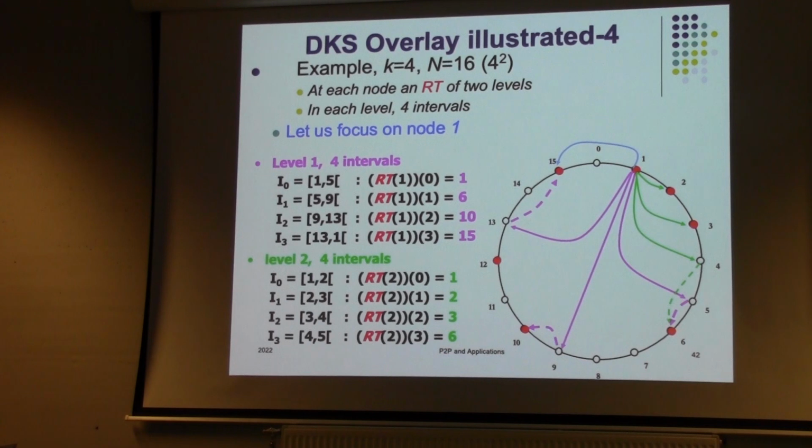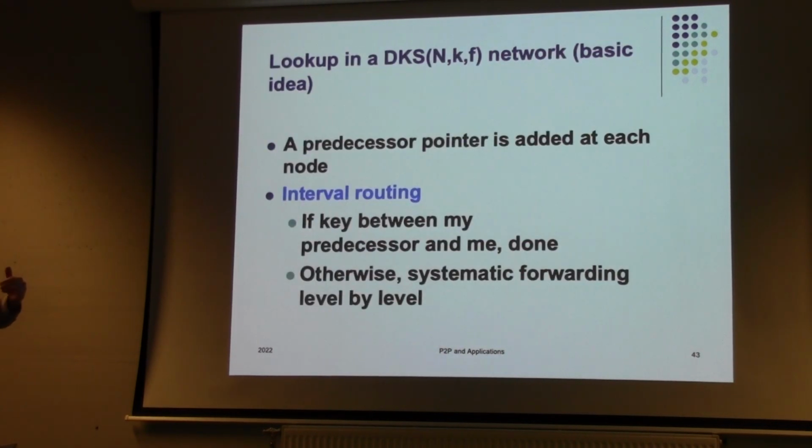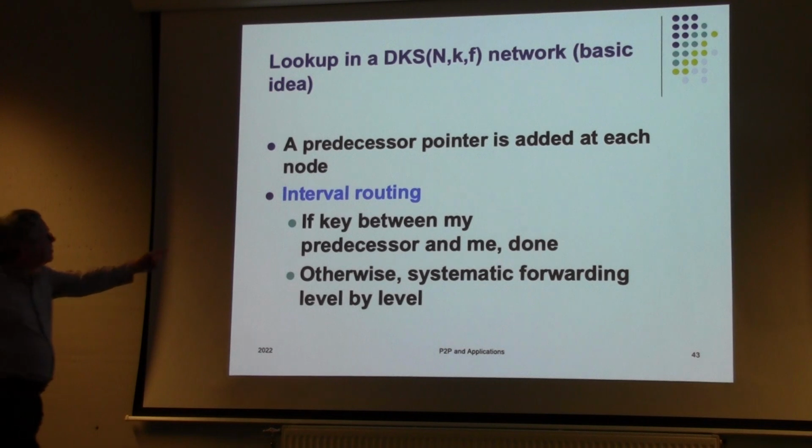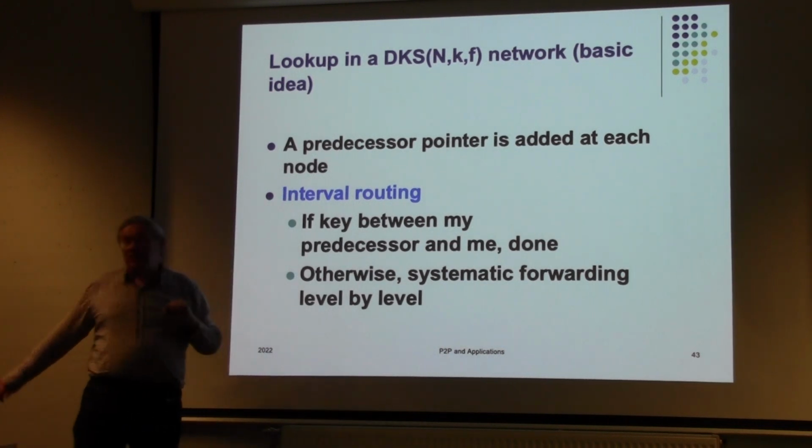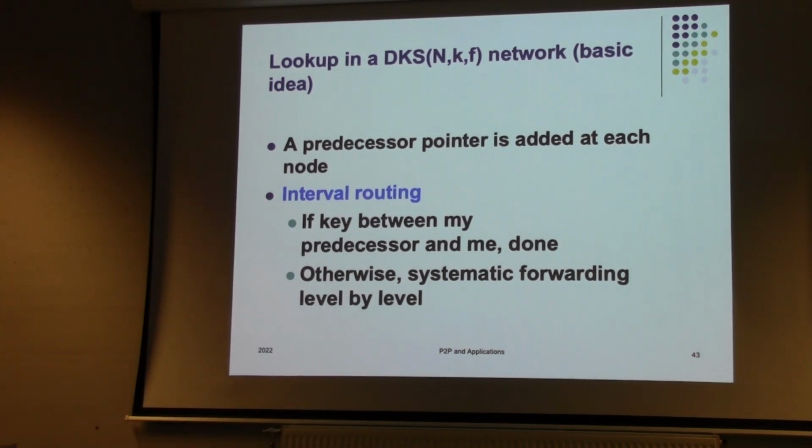So the lookup basically starts at level 1 and goes to level 2 and so on. Okay? So it's actually very easy. It's called interval routing. Something similar is actually done in IP.